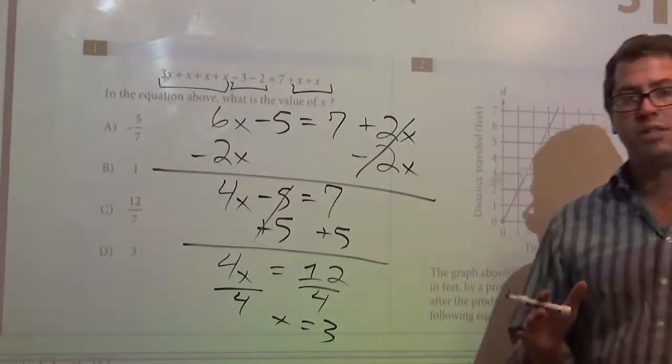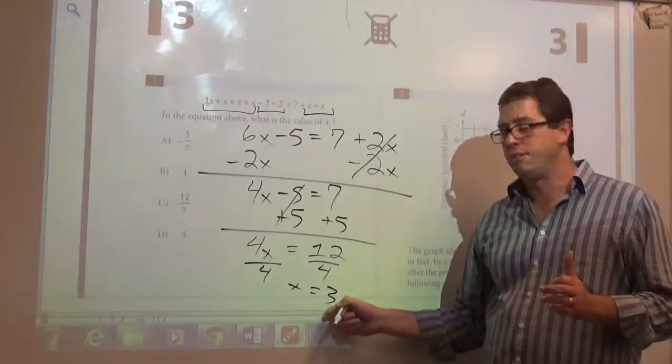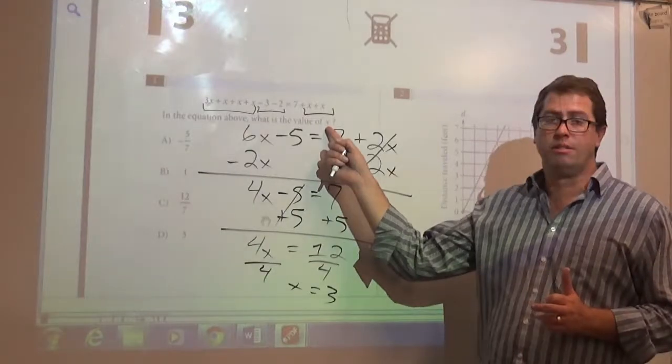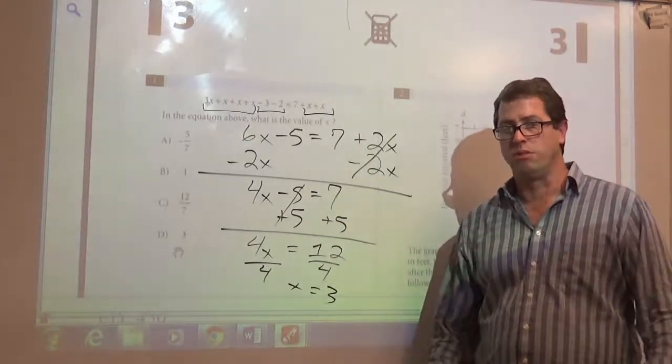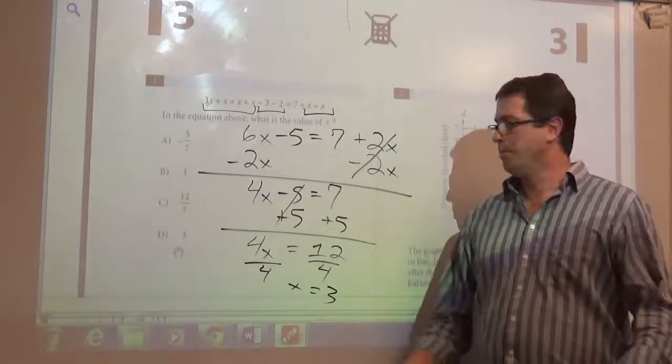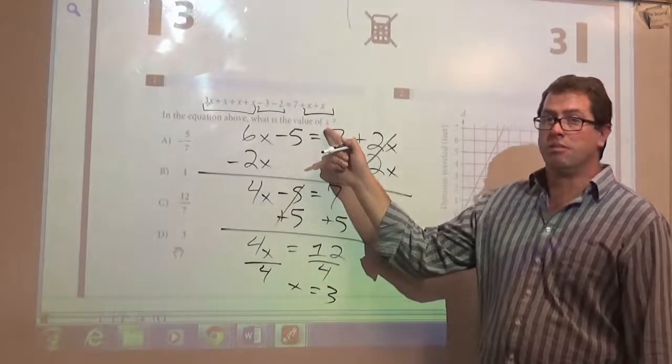Now, you have to be really careful to make sure that what you got is what they're actually asking for. So they want to know what x is. Sometimes they'll do something tricky, like ask you what 2x is, or x minus y, or something that's not what you solved for. So in this case, they want x.